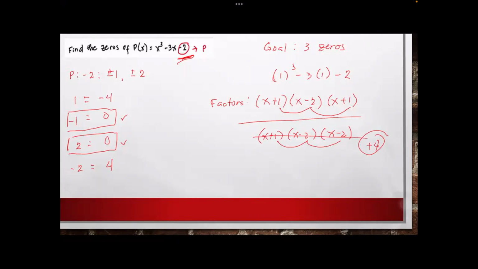Okay. So, the zeros that we will have here is negative 1, positive 2, and negative 1. So, increasing pattern. So, magkakaroon tayo ng increasing pattern.